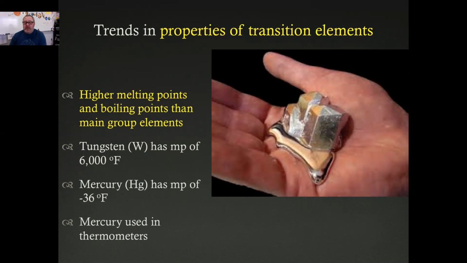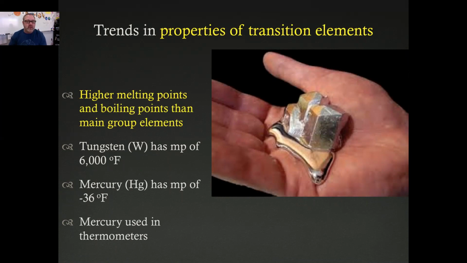Mercury has a melting point, and mercury again is the exception to all of this. Mercury has a melting point of negative 36 degrees Fahrenheit. So that's the temperature at which it would go from a liquid to a solid, or from a solid back to a liquid. Okay, so negative 36 Fahrenheit. So if you took a mercury thermometer outside and it was minus 40 actual air temperature, then you could probably get that your mercury thermometer is not going to work.